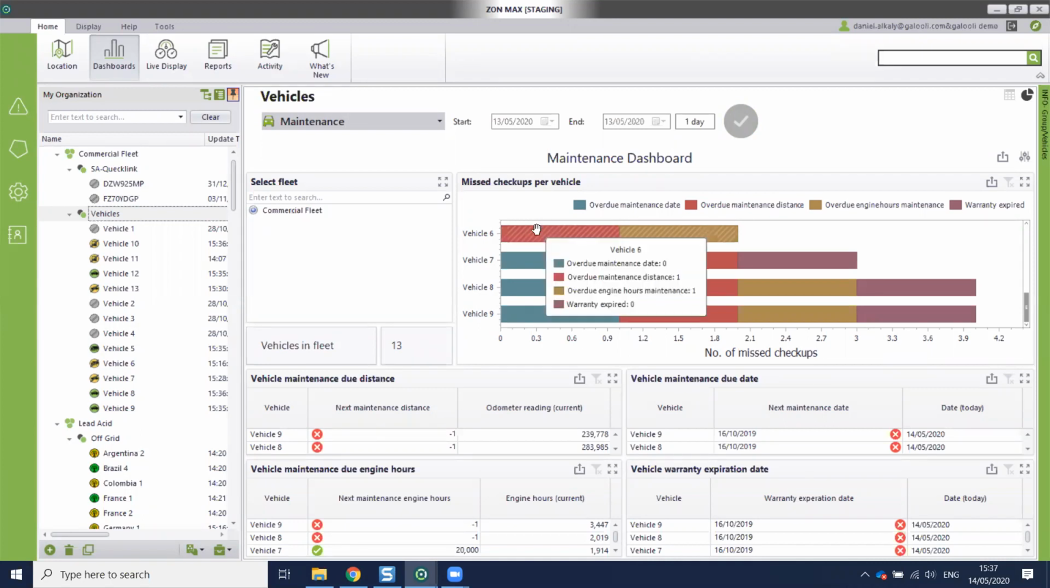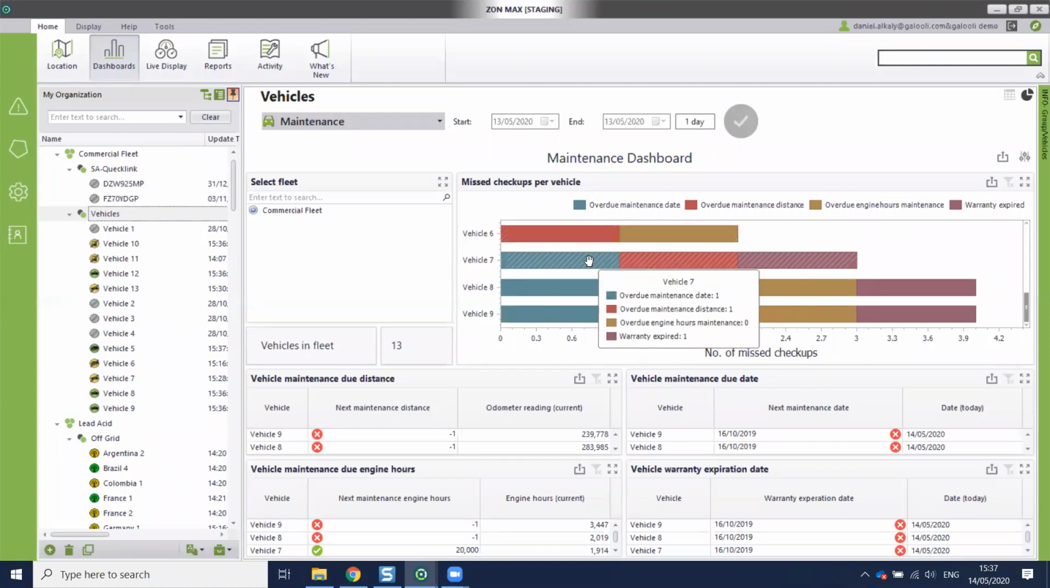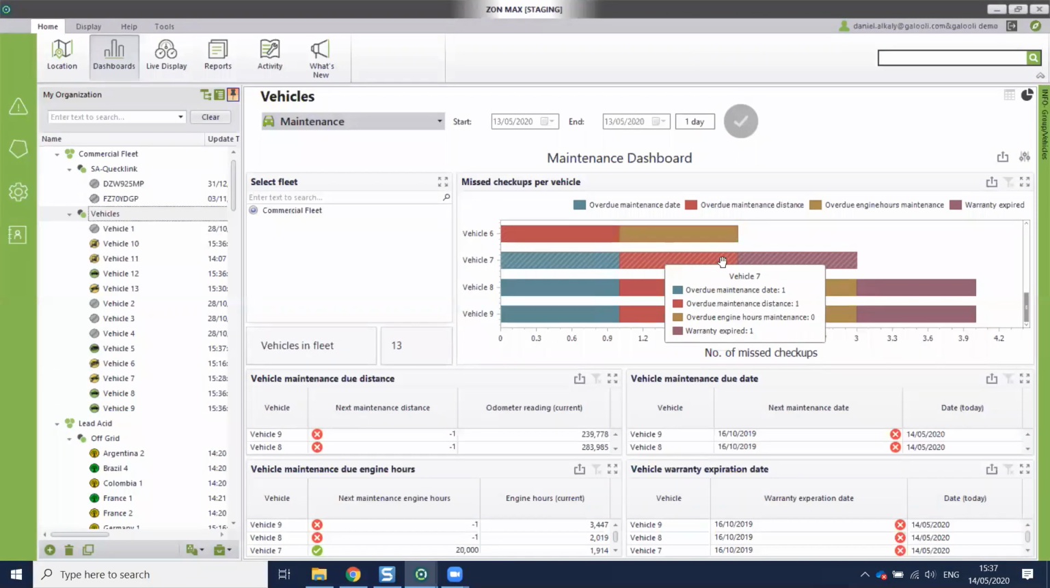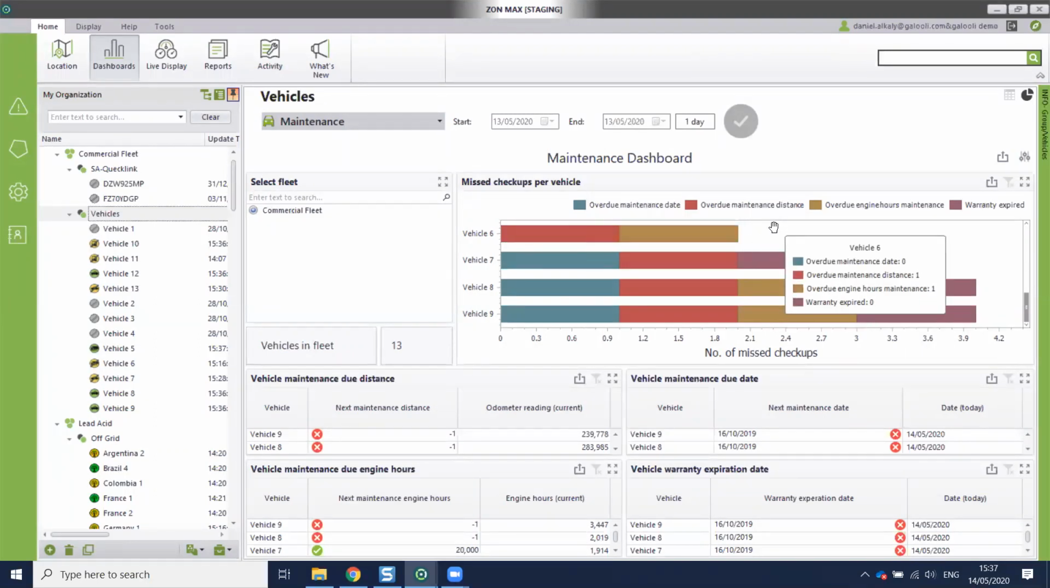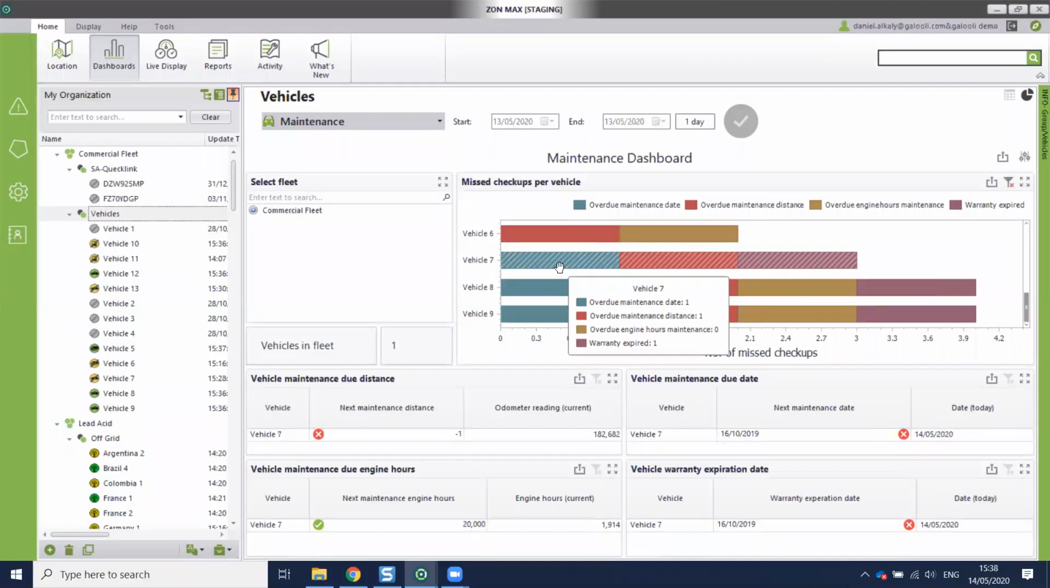So if we look here at vehicle 6, I see that I set up an overdue maintenance distance and I missed it. It's past the distance. And I set up an overdue engine hour maintenance, also past the engine hours. And if I take a look at vehicle 7, I also see that it passed the warranty. If I take a look at vehicle 8, I see that it passed all 4. Okay, so this is an indicator. This is a reminder for me that I need to address my vehicles.